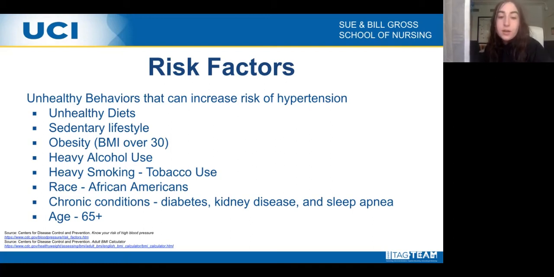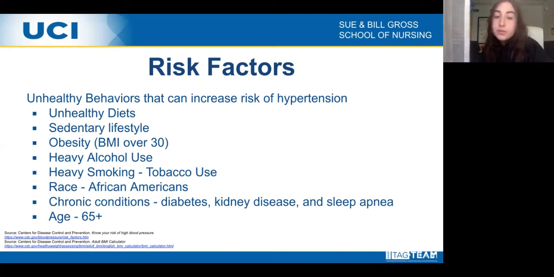Obesity is another increased risk factor for hypertension. Obesity is when individuals have excess body fat. This causes the heart to work harder in order to be able to pump blood and oxygen to the entire body, as there's more body to pump to. So this can cause added stress on your heart and your blood vessels. Heavy alcohol use.